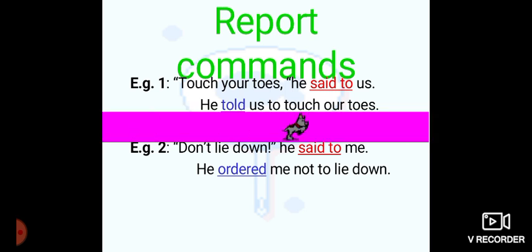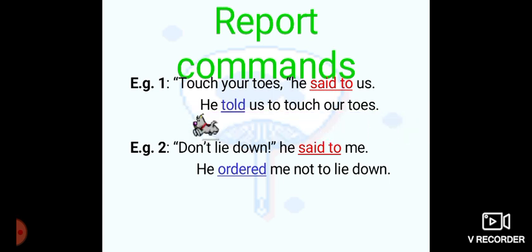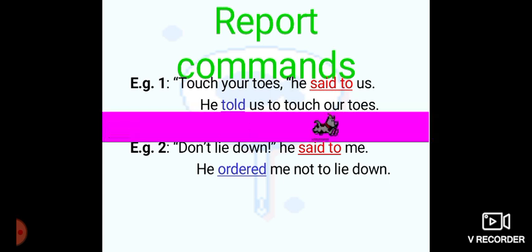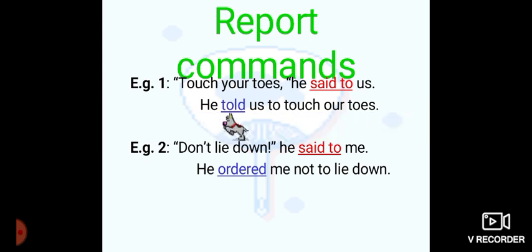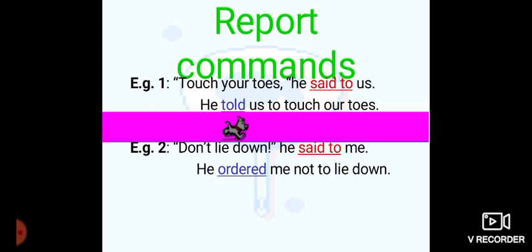So the next sentence is, don't lie down, he said to me. This is also like an order. So we want to add, he ordered me. Said to changes into ordered me. It is a negative sentence, so we want to add not here, right?